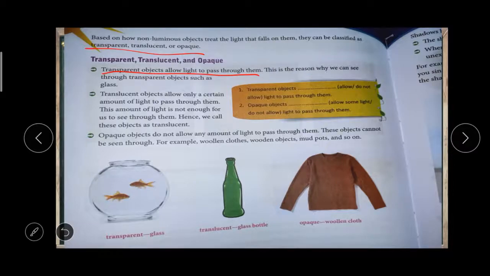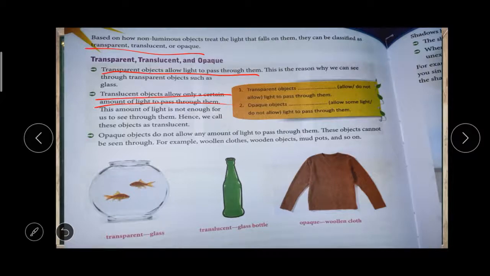A transparent object allows the light to pass through. For example, any glass, specs. If you take a piece of glass and the light falls on it, it will transmit the light to the other side. So that is a transparent object. Then a translucent object transmits only some amount of light. That amount is not enough to see through them, hence we call that object translucent. We can't see the other side clearly, only a little bit. Transparent means light is fully transmitted, but translucent means not fully, only somewhat.